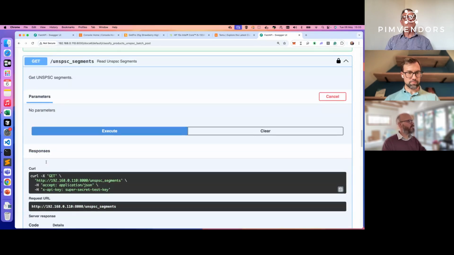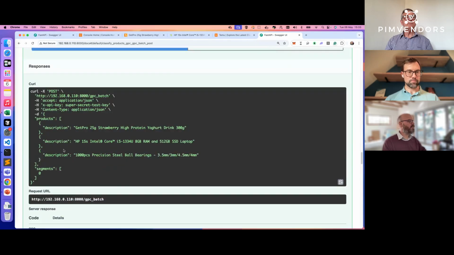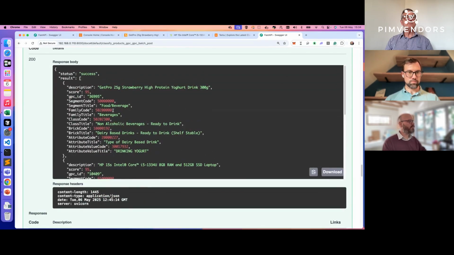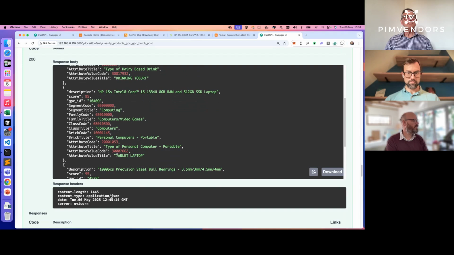Okay, we did the same for GS1, sent in the same articles, and now according to their standard, you can see that it's now being classified as drinking yogurt, which it actually is. And now it's got a 95 score. So that's what I'm saying: maybe there is no category in UNSPSC for something called drinking yogurt. That's why the score is not as good as it is for GPC, where there is something called drinking yogurt. The laptop, 95, it's got tablet laptop.